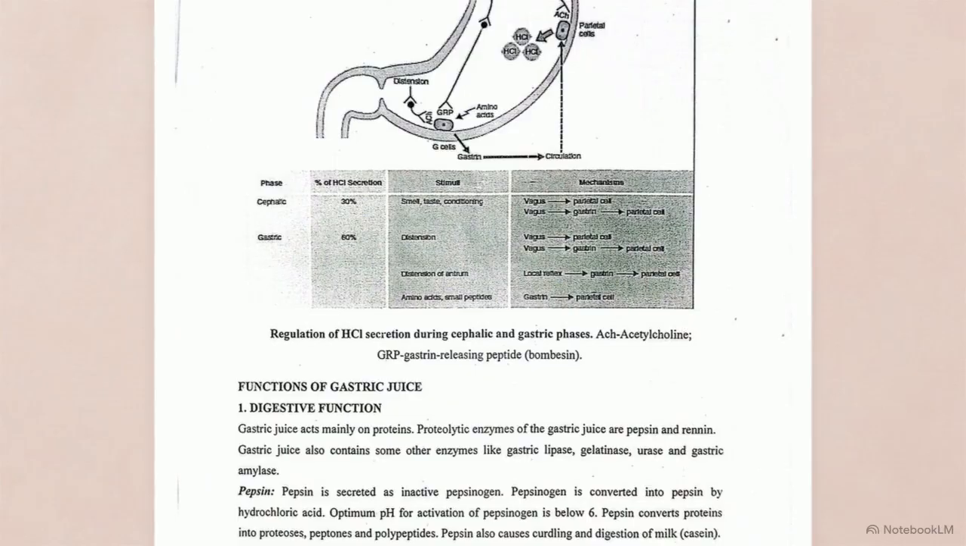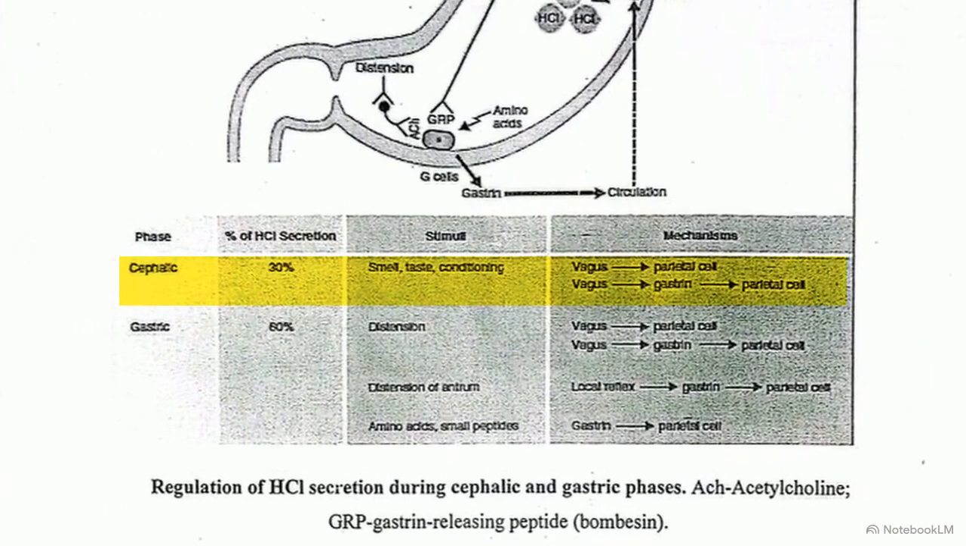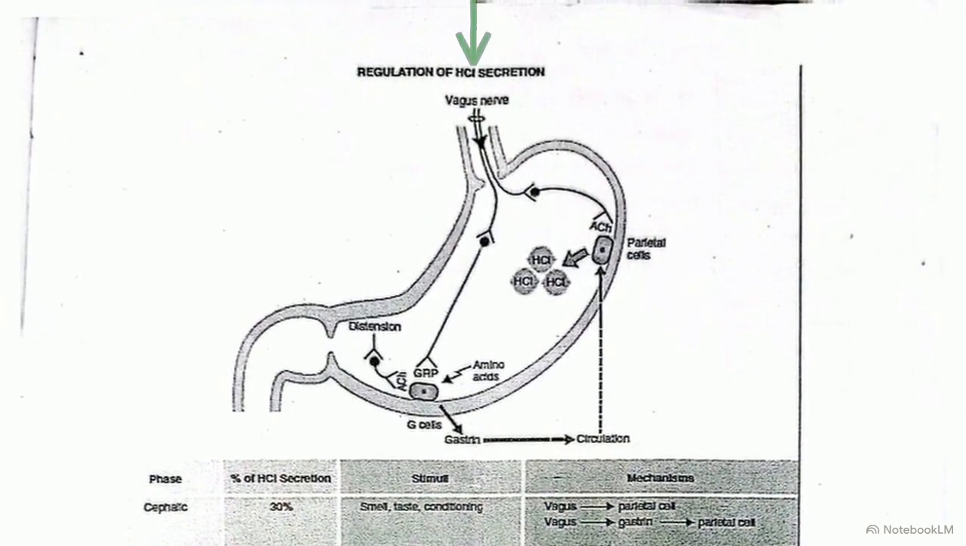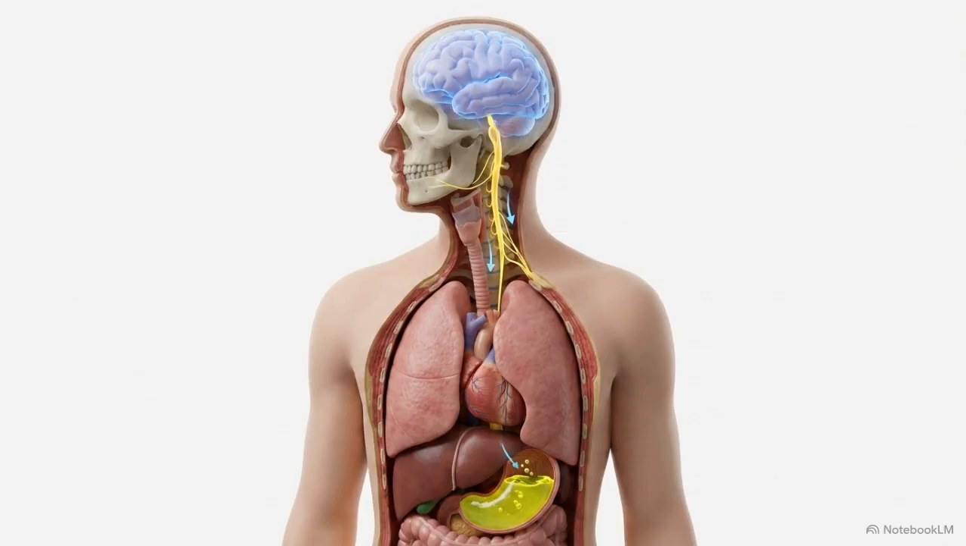The stomach operates in 3 phases. The first is the cephalic phase, accounting for 30% of secretion. Triggered by the brain via smelling or tasting, the vagus nerve sends signals to parietal and G cells before food arrives. This phase is proven by the experimental concept of sham feeding, where a subject chews and swallows without allowing food to reach the stomach. The vagus nerve alone still triggers robust acid secretion.